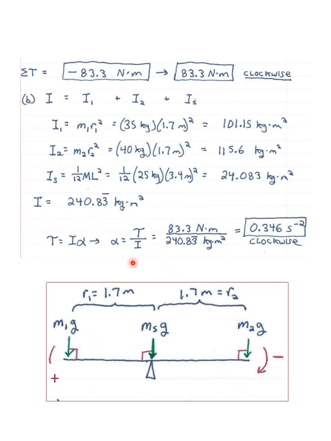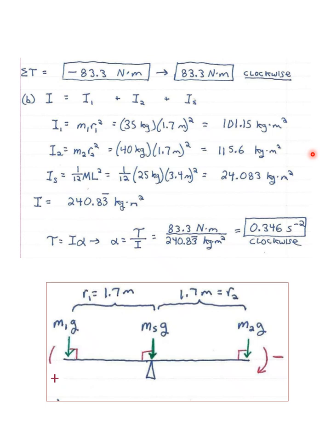You can look at the picture down below to remind yourself of the setup, but the moment of inertia is going to be the contributions of child number 1, child number 2, and the seesaw. So let's take them one by one. Child number 1 is a mass that's a certain distance from the pivot. So that's m1 r1 squared. And we plug those values in, we get 101.15 kilograms meters squared. Child number 2, same thing, a mass that's a certain distance from the pivot. m2 r2 squared, plug those in, we get 115.6 kilograms meters squared.